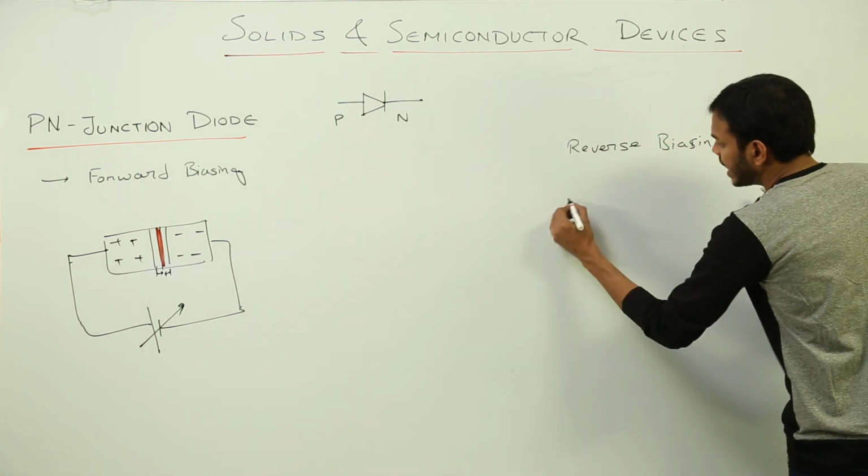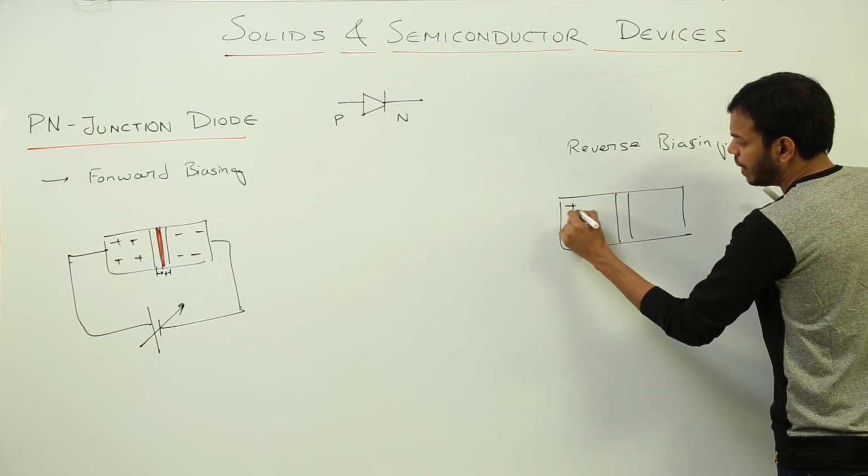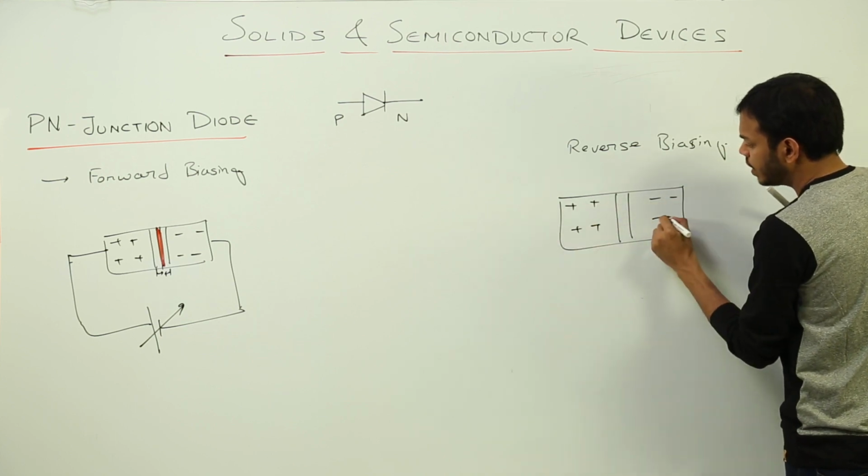But in case of reverse biasing, as the name suggests, this is what we have now, a P part and an N part.